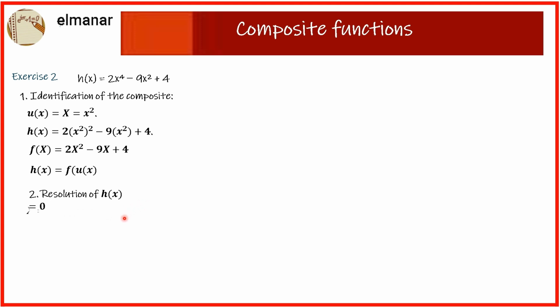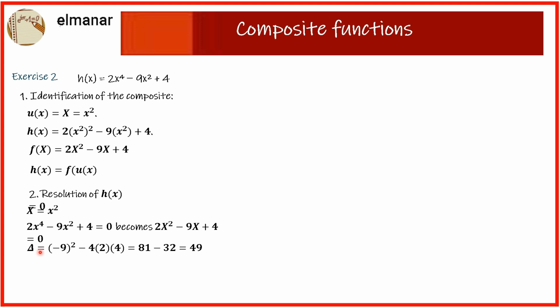The equation 2x⁴ − 9x² + 4 = 0 becomes 2X² − 9X + 4 = 0 by setting capital X equal to x squared. We compute the discriminant delta in order to solve the equation in capital X.